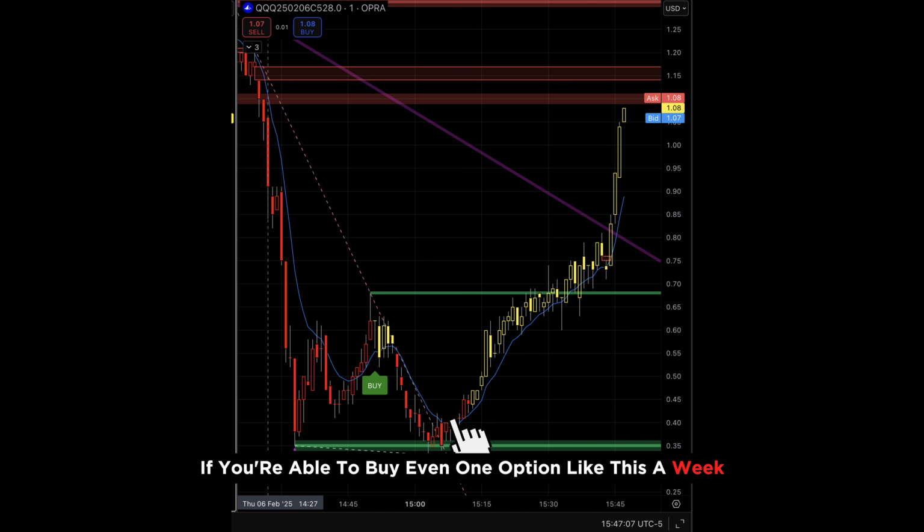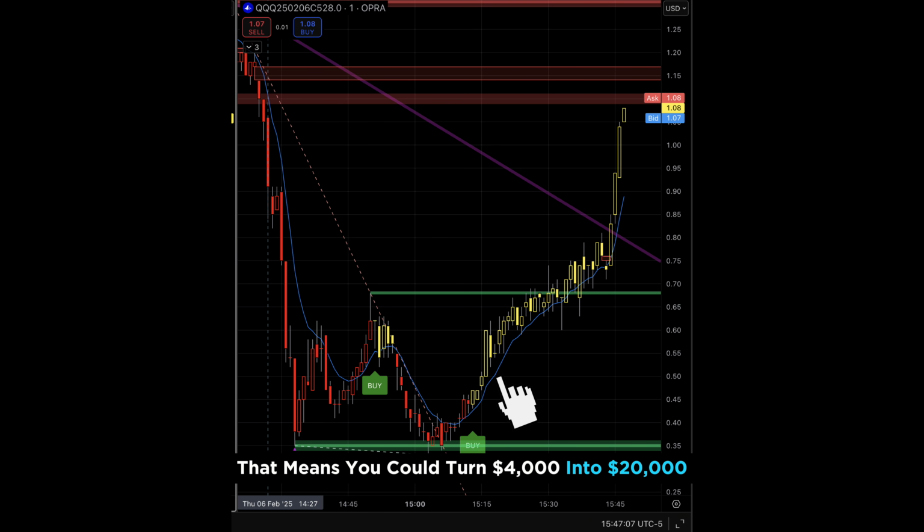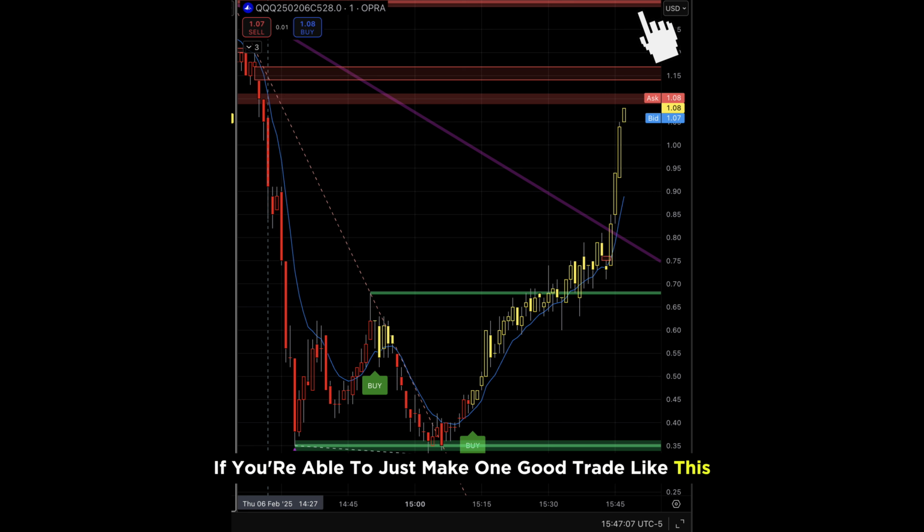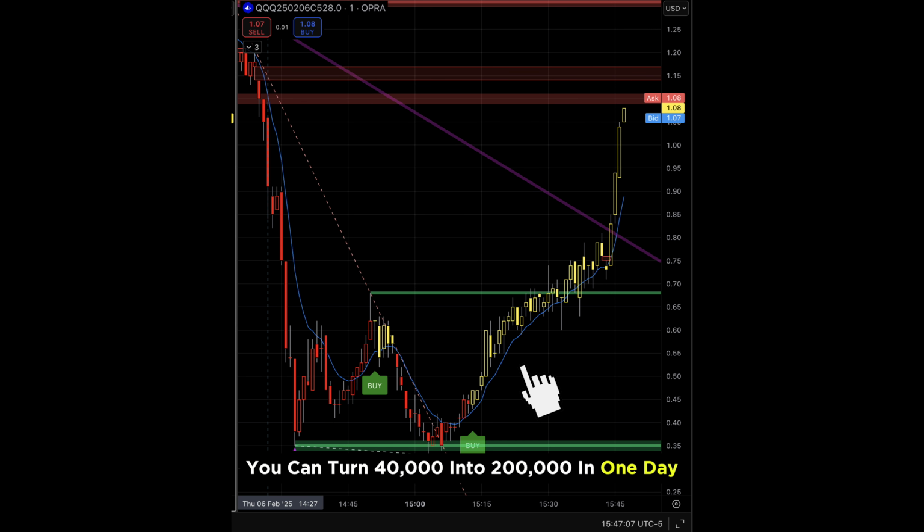If you're able to buy even one option like this a week, where you're able to buy this option at 40 cents and put in about $4,000, these options actually closed around $2. That means you could turn $4,000 into $20,000 if you're able to just make one good trade like this. The possibilities are unreal because look, today you could turn $400 into $2. The next time this pattern repeats, you can turn 4,000 into 20,000. And if a pattern repeats again, you can turn 40,000 into 200,000 in one day.